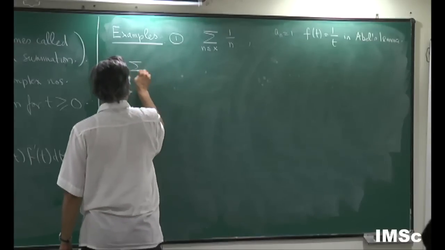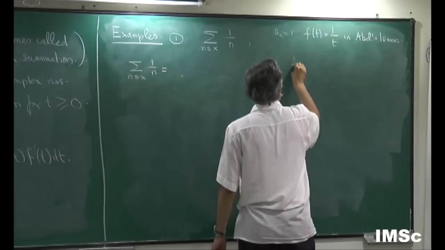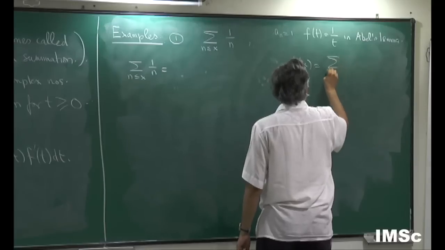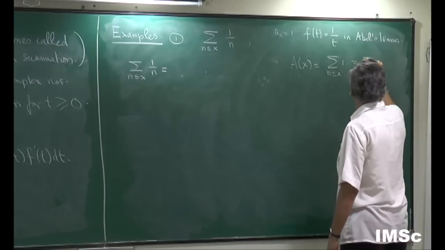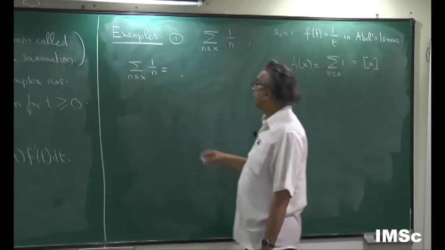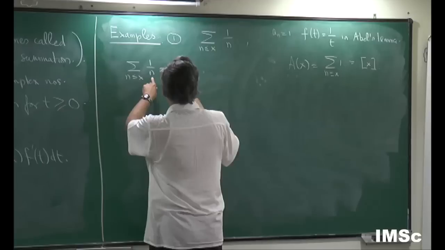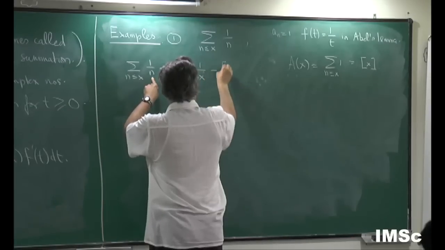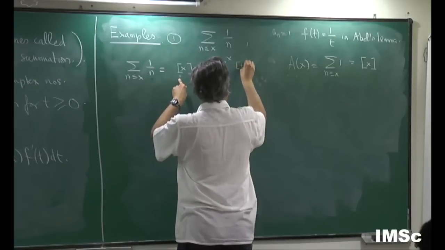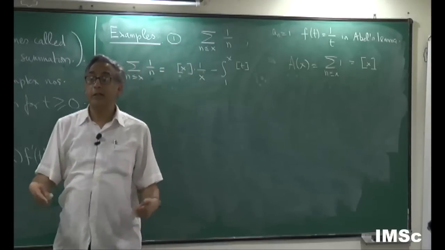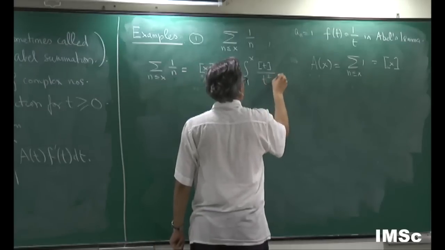Then what happens? Summation n less than x, 1 over n, is, well, first thing, what is a of x? A of x is the sum over n less than x of 1, in this case. So that's just the greatest integer function, right? Everybody knows about this greatest integer function, right? So this is a of x, which is the greatest integer of x, times f of x, which is 1 over x, minus the integral from 1 to x of a of t, which is the greatest integer of t, times the derivative of 1 over t, which is minus 1 over t squared, right? So this becomes plus the integral of the greatest integer of t over t squared dt.